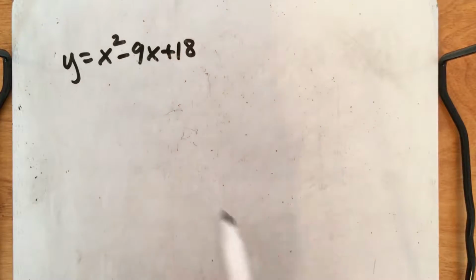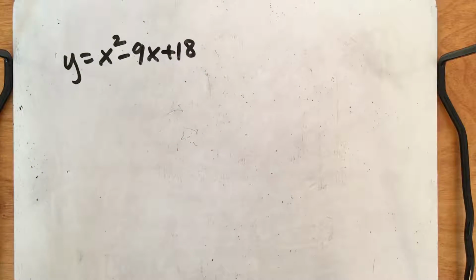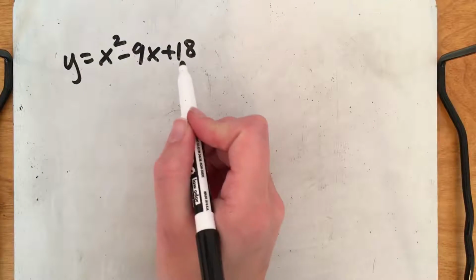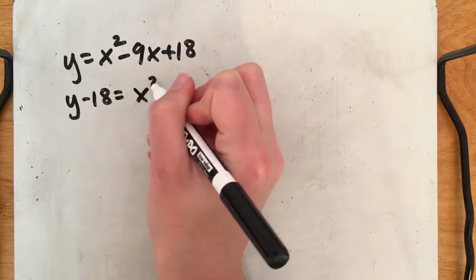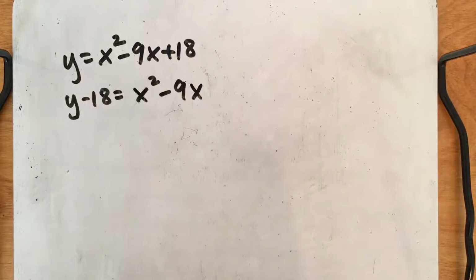Okay. Alright, so we have another example here. I'm going to show you another one that also factors. So let's first change this into graphing form. So I'm going to move my constant term over. x squared minus 9x. Okay.